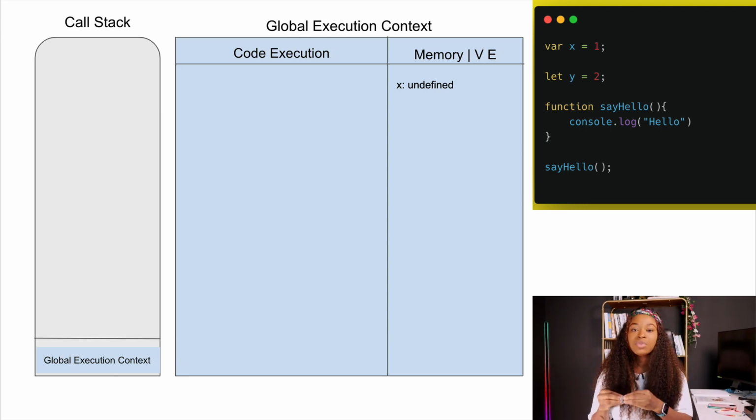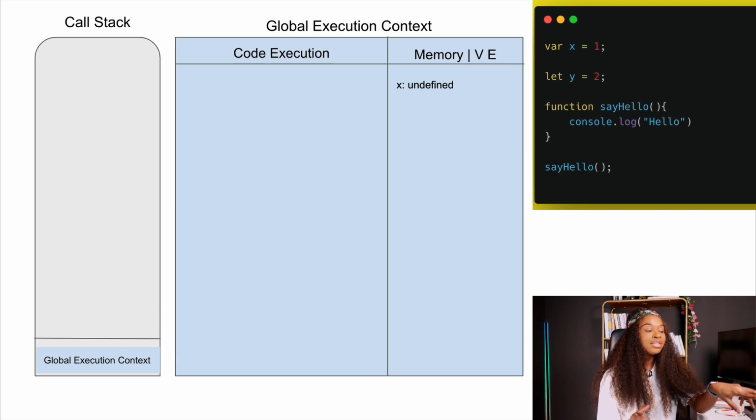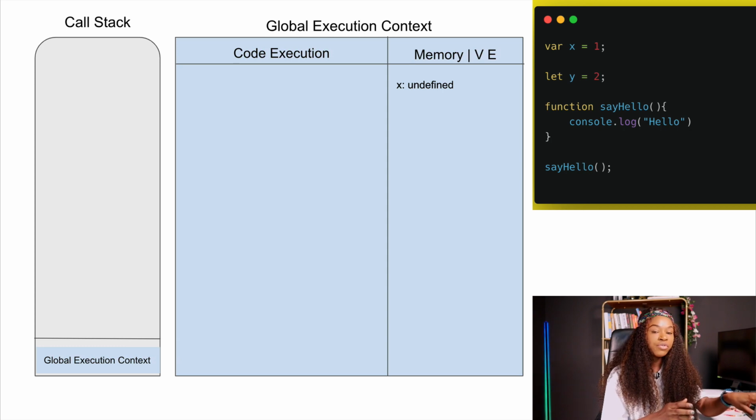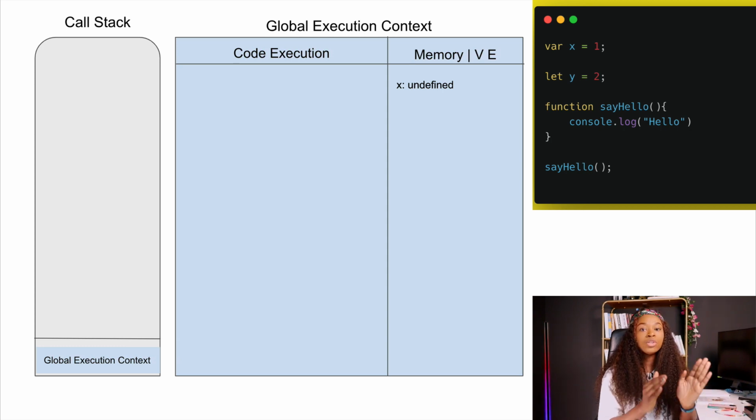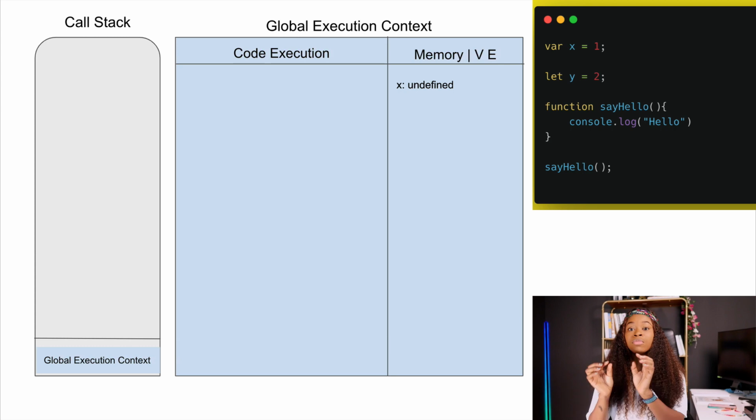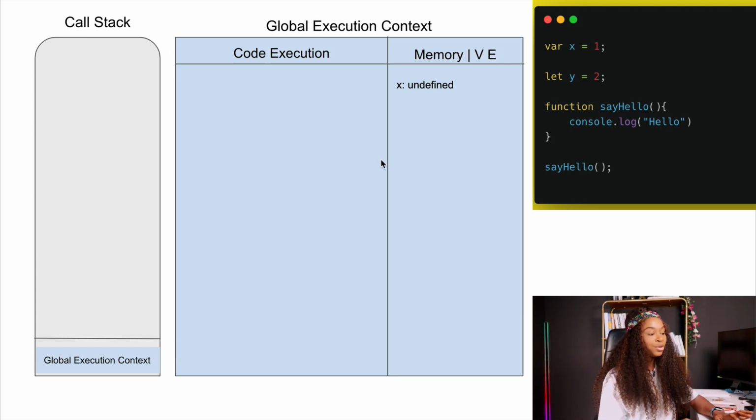So variables declared with the var keyword get initialized to undefined during the memory creation phase. Remember, I said during the memory creation phase, these variables don't get assigned their values. For this x that was declared with var, it will be initialized with undefined for the time being during the memory creation phase.